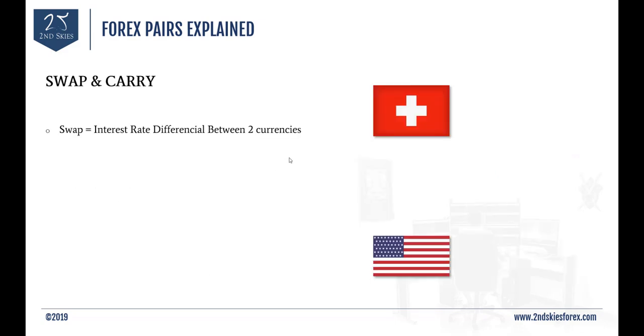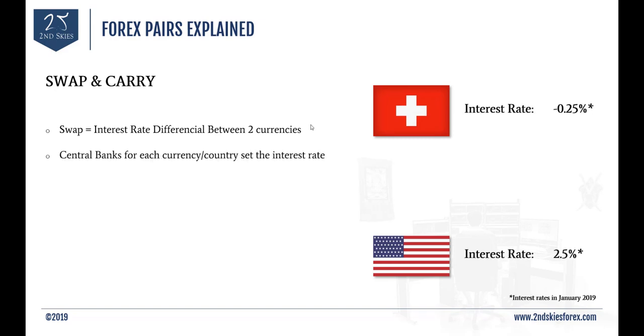Swap and carry. We talked about this in the last video, how you can gain additional income through carry. I'm going to explain this a little more in detail here. So the swap is the interest rate differential between two currencies. Now, we have an example here of the Swiss franc and the US dollar. Right now, the current interest rate set by the Central Bank of Switzerland is minus 0.25%. The interest rate set by the Federal Reserve in the US is 2.5%.